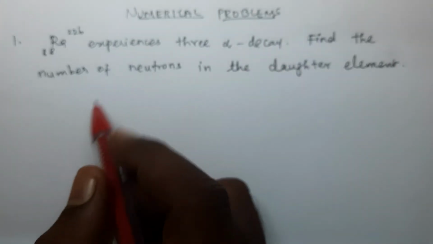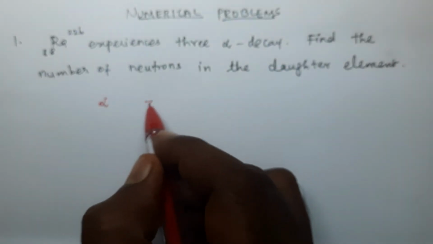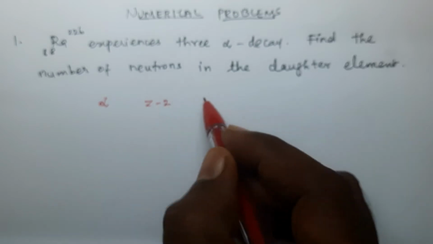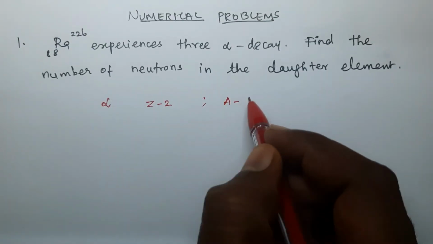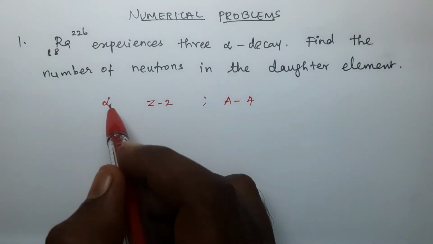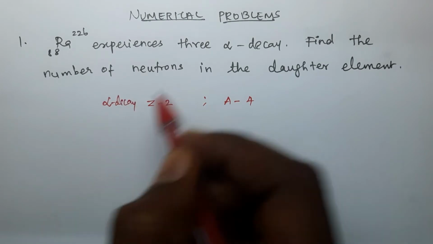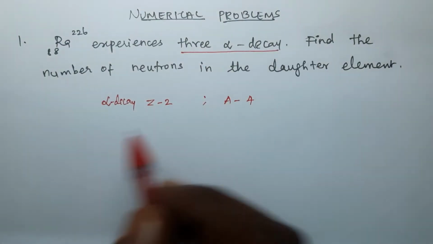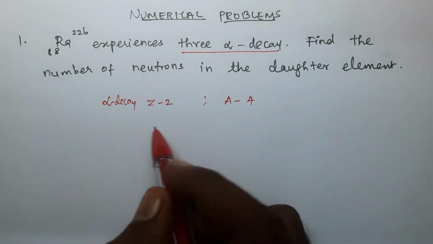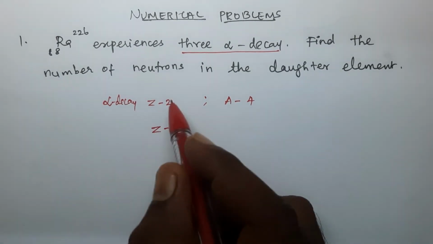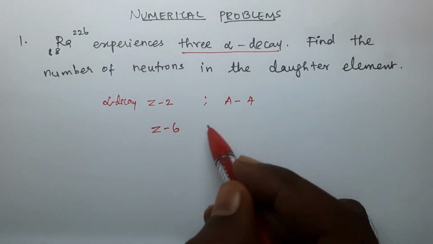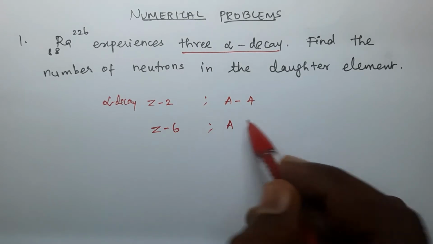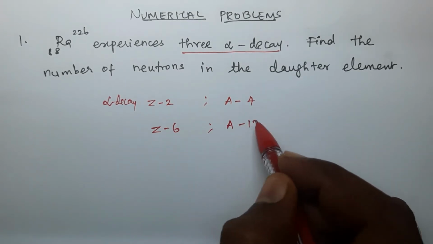We know that for 1 alpha decay, atomic number decreases by 2 and mass number decreases by 4. This is a rule for alpha decay. In the question they mentioned 3 alpha decay. For 3 alpha decay, atomic number decreases by 3 twos are 6, and mass number decreases by 3 fours are 12, so minus 12.